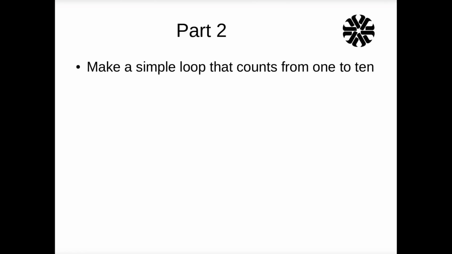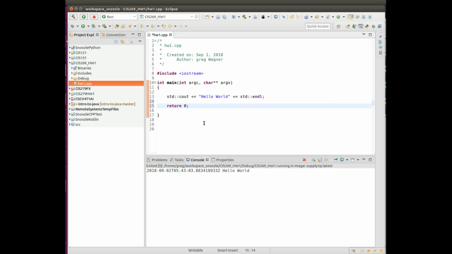The second part is going to make a simple loop that counts from 1 to 10. Basically, we're going to be using a for loop here. Okay, now I'm going to add a for loop. So for part 2, we're going to count to 10. So I'll say part 1, hello world. Part 2, count to 10.